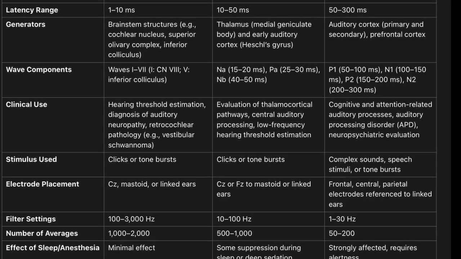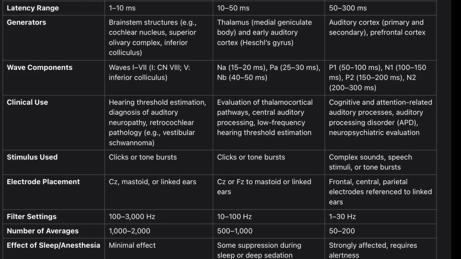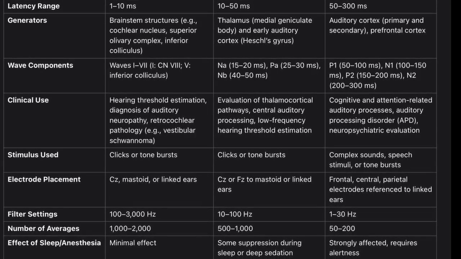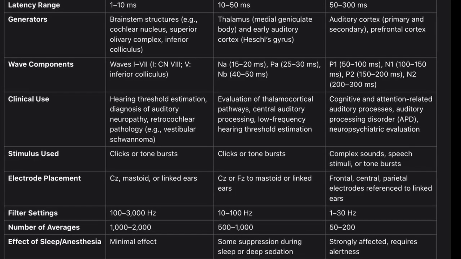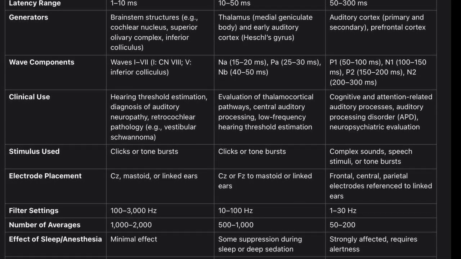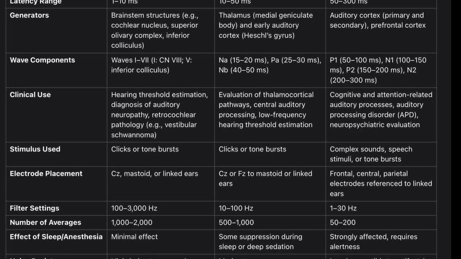ABR has the shortest latency range of 1 to 10 milliseconds, reflecting brainstem activity. MLR has a latency of 10 to 50 milliseconds, representing thalamus and early auditory cortex activity. ALR has the longest latency, 50 to 300 milliseconds, generated by higher cortical structures.